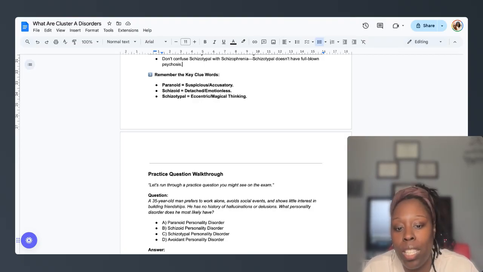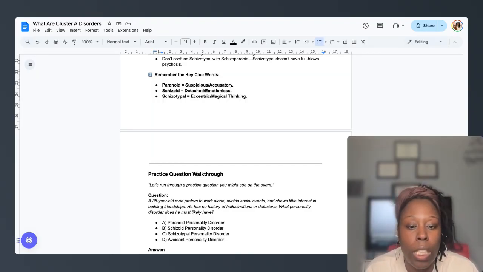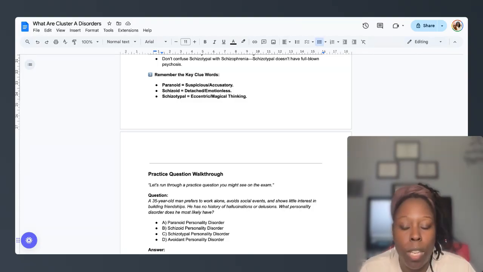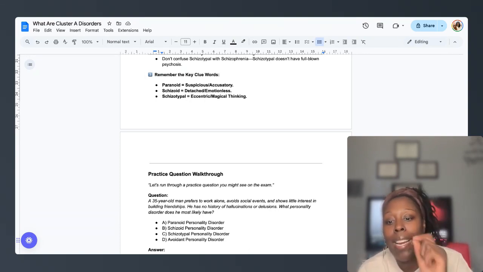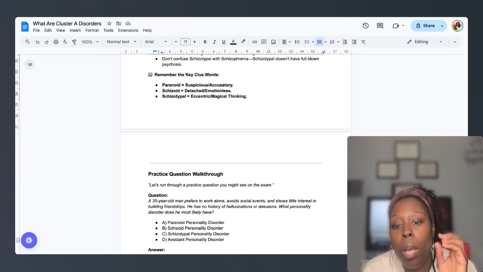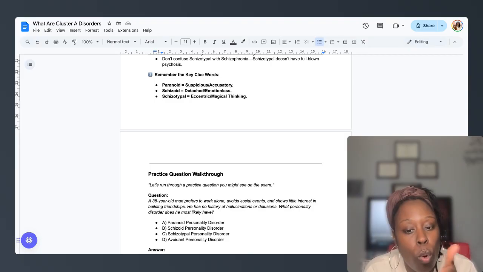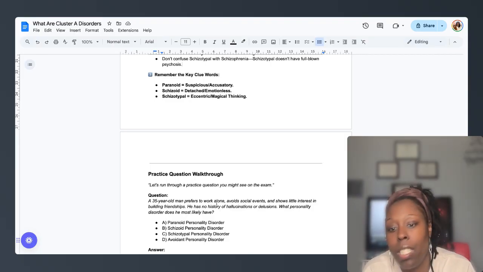Does the person show any suspiciousness? So we're crossing out paranoid. So now we're down to schizoid and schizotypal. What's going on here? Does the person show any magical thinking or reading minds or anything of that nature? Nah. So we're crossing out absolutely C. So right now we have schizoid personality disorder because we have that oid there and you see it says avoid social settings and prefers to work alone.